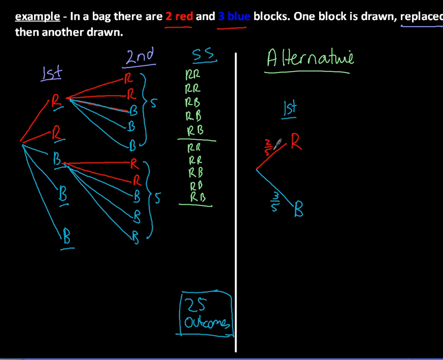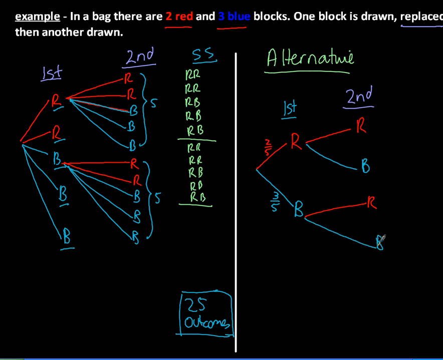Okay, now let's go on to our second draw. So once again, if we drew a red out and then we replaced it, what we get on the second draw is completely not affected by what we got on the first draw. So we can still get a red outcome and we can still get a blue outcome. And similarly down here, if we got a blue first, since we replace it, that doesn't affect our second draw. So I could have a red or I could have a blue.